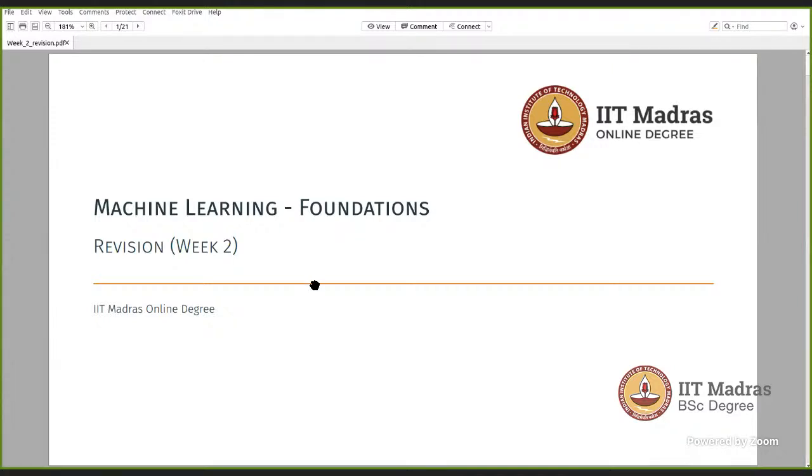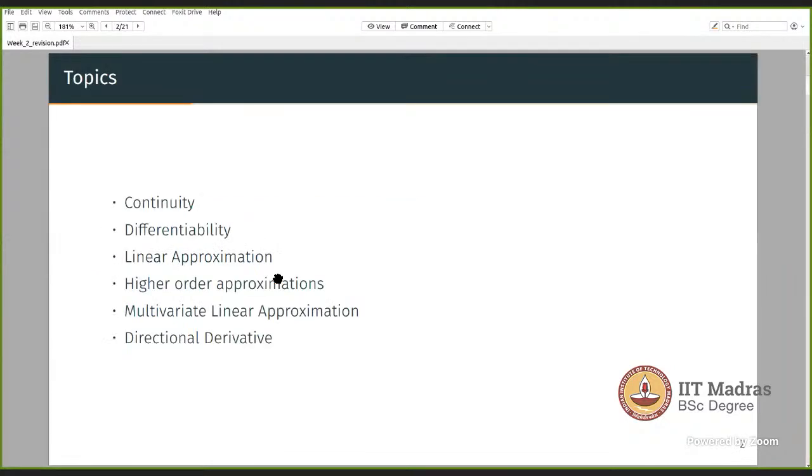Okay, so let's now move on to week 2 contents. The topics that we are covering in week 2 are continuity, differentiability, linear approximation, higher order approximations, and then linear approximations of functions having more than one variable, and then there are directional derivatives. So these are pretty much the topics on which mostly questions can be asked from this week.